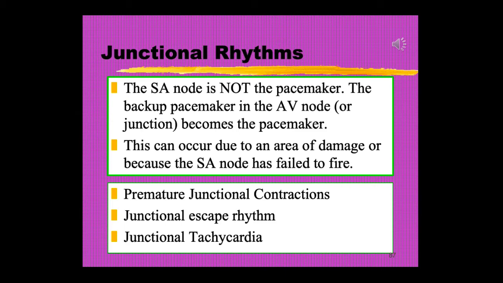Remember that the SA node rate is 60 to 100 in normal conditions. The AV node or junction pacemaker rate is 40 to 60. We see junctional beats occurring due to areas of damage or because the SA node has failed to fire. We'll be looking at premature junctional contractions, junctional escape rhythms, and junctional tachycardias.